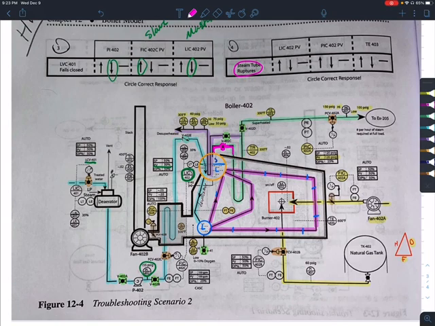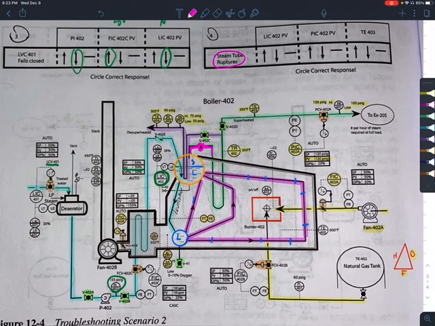Okay, so LIC 402 is located, let me find it real quick. Oh, back over here, LIC 402. It's a process variable. Okay. Well, if that's steam, because it's steam, right, and this is measuring the level of the liquid, that's going to remain the same. Okay, because this is talking about the steam rupture.